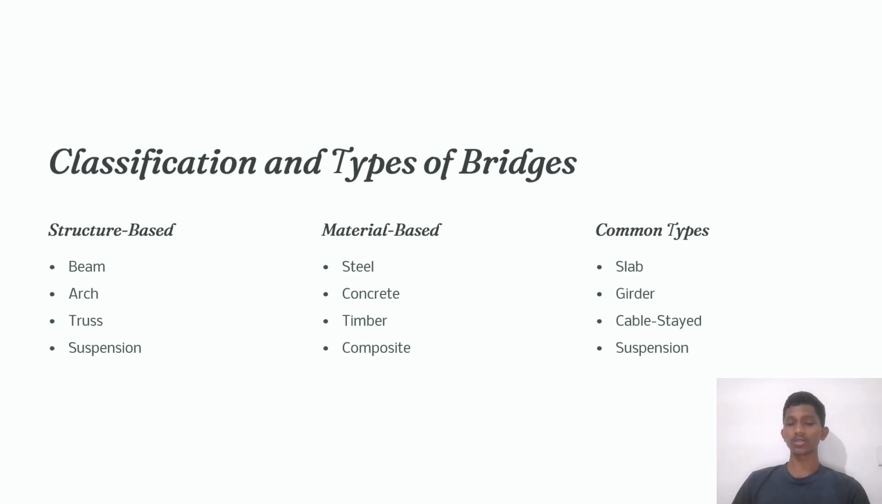In terms of composite bridges, we can say the RCC and steel can form a composite bridge, where half of the bridge is made up of RCC, and some of the part is made up of steel. This usually is used where there is a requirement of a larger span between two piers. They use the steel girders, and the rest of the part is made up of RCC. Some common types of bridges are slab bridges, girder bridges, and cable stayed bridges. And lastly, suspension bridges as well.